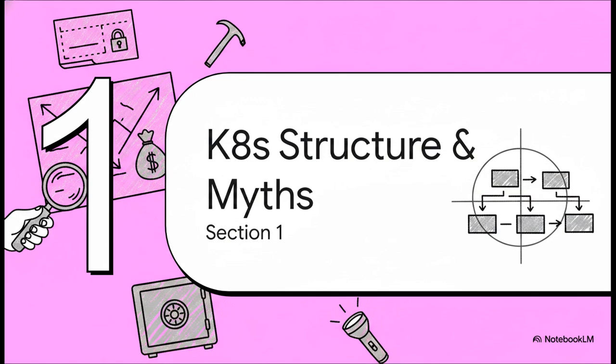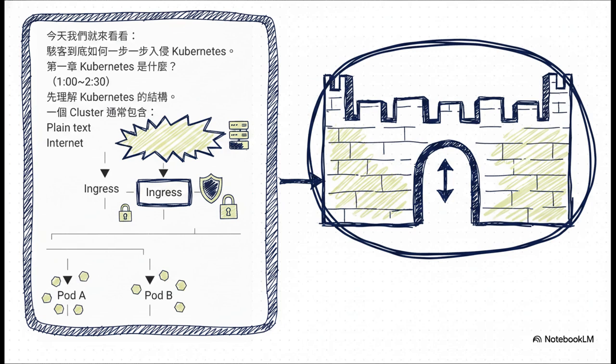All right, Section 1, Kubernetes structure and myths. Every good heist movie starts with the crew laying out the blueprints, right? Let's get a feel for our target environment. Let's look at the outer perimeter. A Kubernetes cluster isn't totally walled off. It has doors. Traffic flows in from the wild west of the internet, passes through the ingress, which basically acts as the front desk routing traffic, and then directs that traffic straight to individual pods.